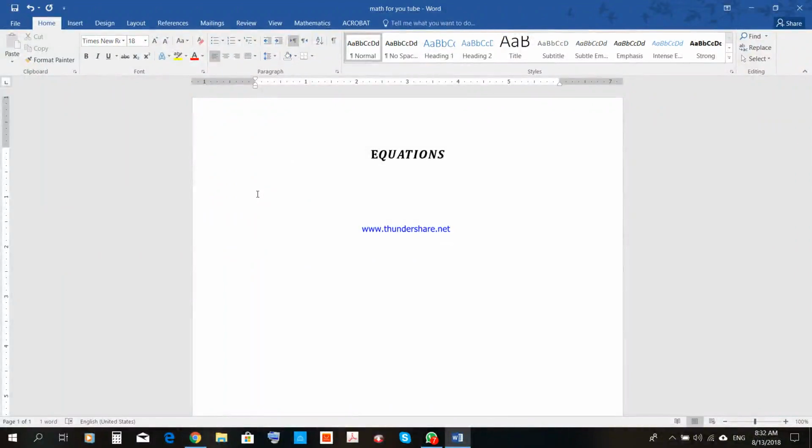Today we will explain something about equations. This chapter is very important for grade 7, grade 8, and grade 9. But we want to explain it according to grade 8, and we can use it in grade 9.